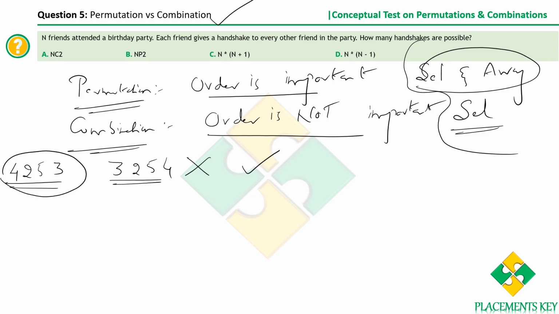Therefore, if there is any question on this ATM or something like that, it should definitely be a permutation based question, because order is important here. Is that clear? Now let me take one more example.